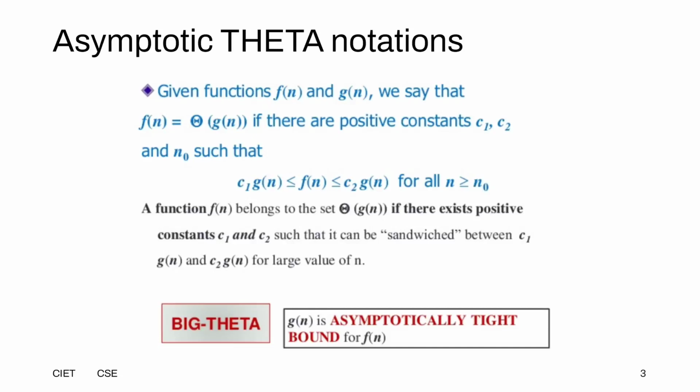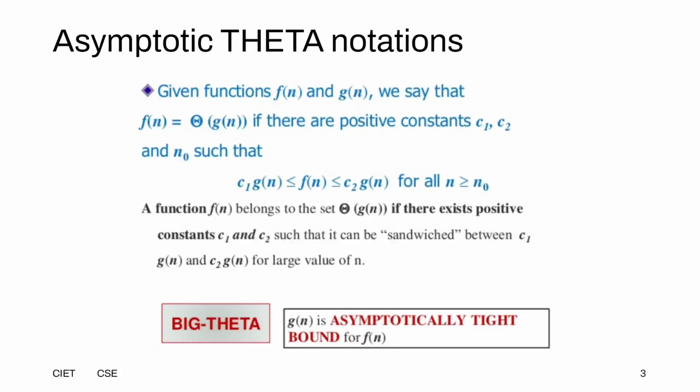Theta notation. Given the functions f of n and g of n, we say that f of n is equal to theta of g of n if there are positive constants c1 and c2, and a positive integer n naught, such that c1 g of n is less than or equal to f of n and less than or equal to c2 g of n, for all n greater than or equal to n naught.